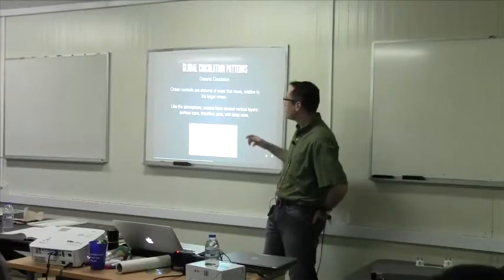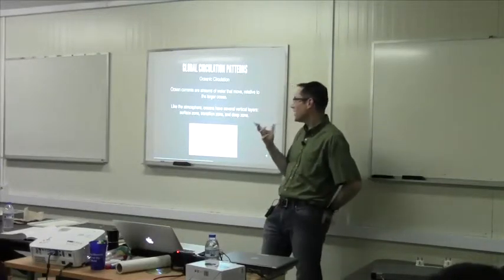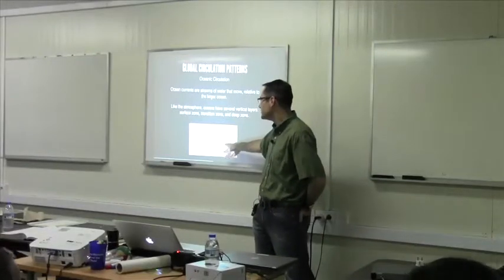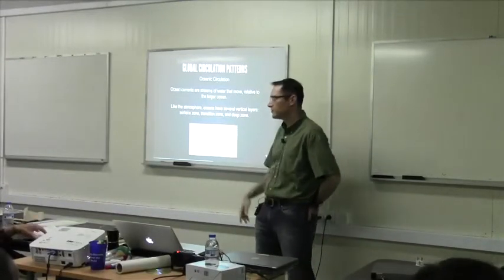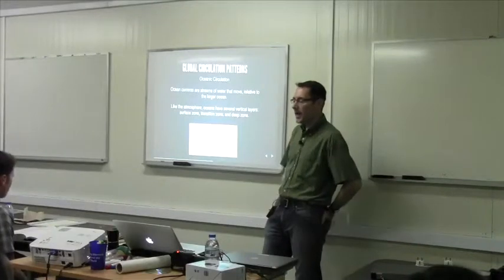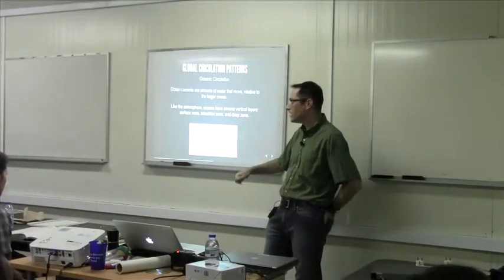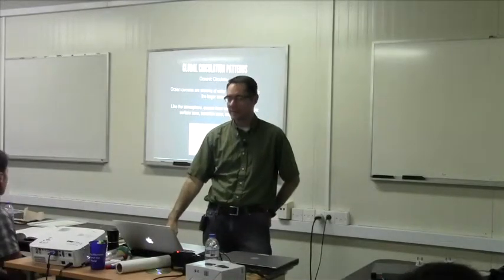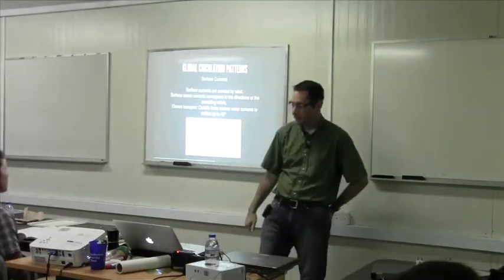So the atmosphere we know has lots of layers. Well, guess what? The ocean has lots of layers as well. We've got a deep zone, a transition zone, and then a surface zone. And the currents are affected by the layer that you're in as well.